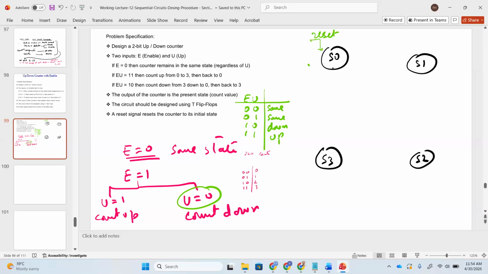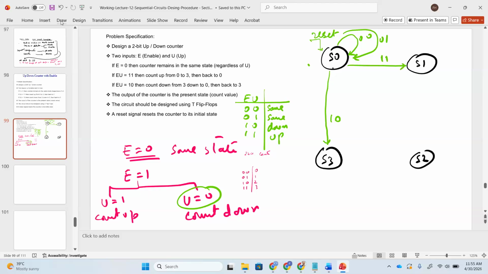Okay, now let's assume I'm in S0 and the input is 00. Where should I go? S0. 01: S0. 10: still S0? Down, so what is minus 1? But minus 1 is not there. Where should we go? S3. And 11 is up, so S1.